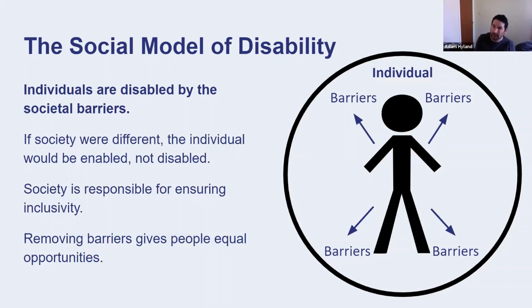And the responsibility for removing these barriers is not with the individual, but it is with us as a wider society. And when we can break down and remove barriers, we can enable people to reach their potential.